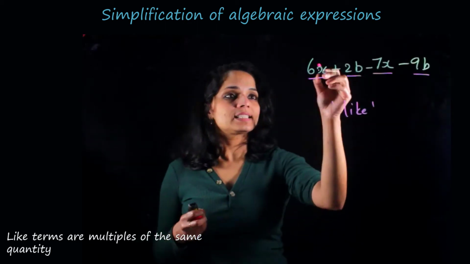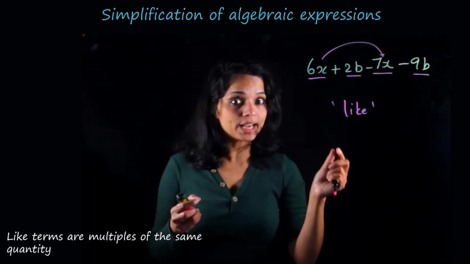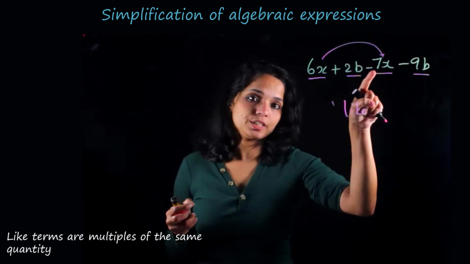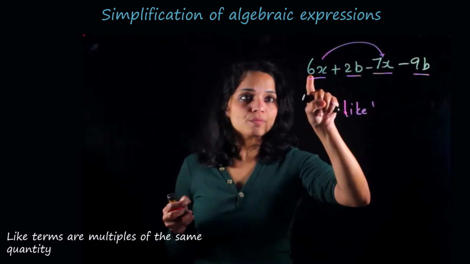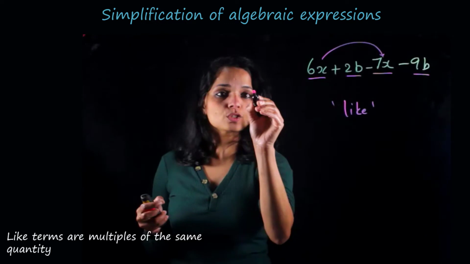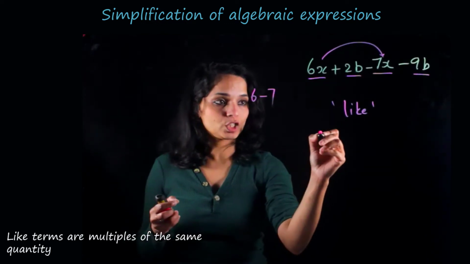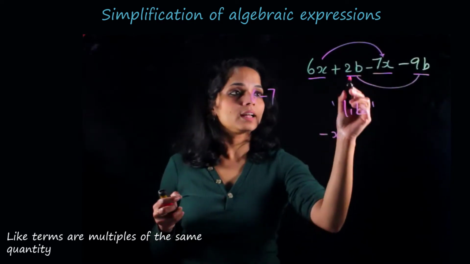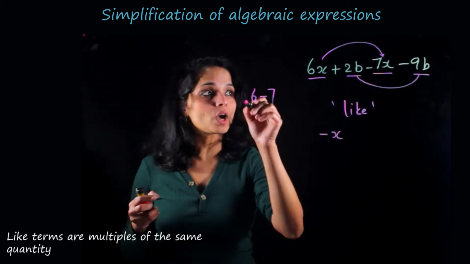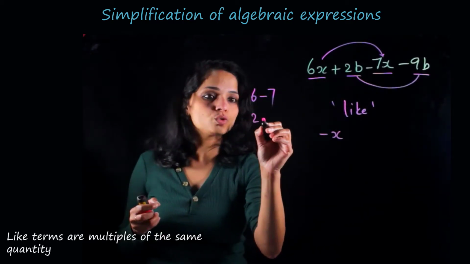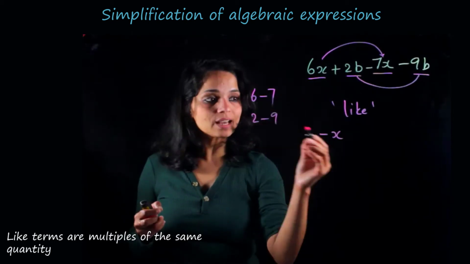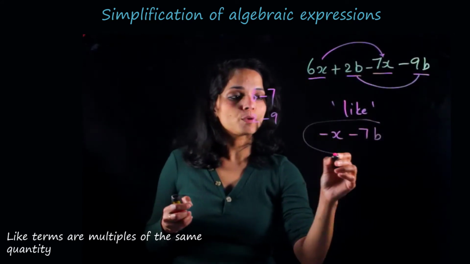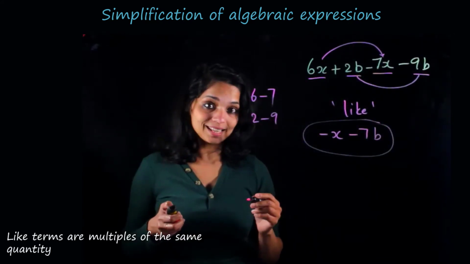In this case, 6x and minus 7x can be clubbed together. You only need to add or subtract the coefficients. For 6x minus 7x, the coefficients are 6 and minus 7. 6 minus 7 is minus 1, so it's minus x. Then club the other two terms, 2b and minus 9b. 2 minus 9 is minus 7, so it's minus 7b. The simplified form is minus x minus 7b.